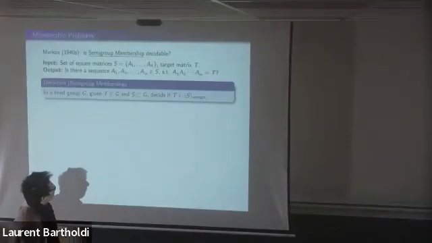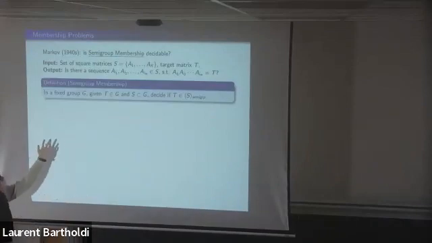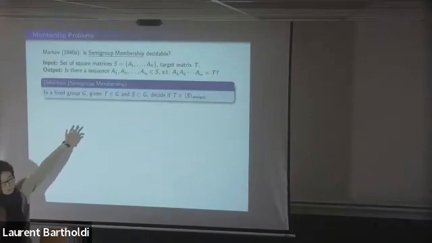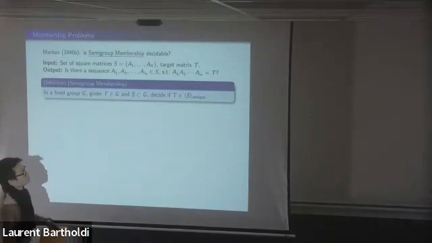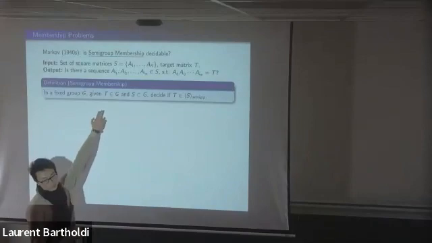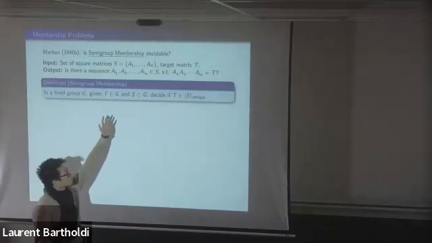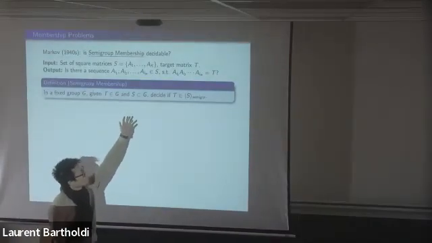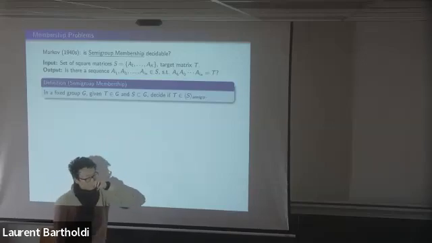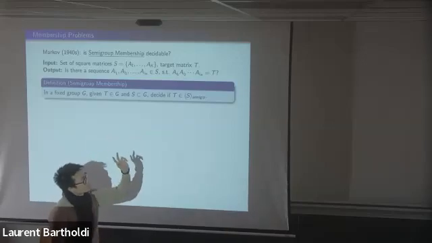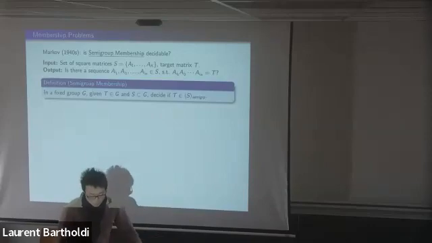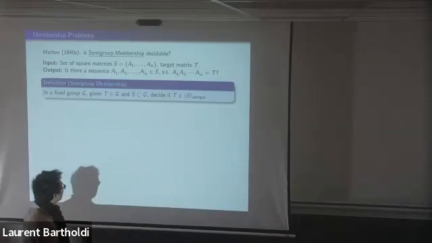Stated more formally, that's just the semigroup membership problem, meaning we work in a fixed group G, a matrix group in this case. You're given the element T in G and a finite subset S of G, and you want to decide whether T is in the sub-semigroup generated by S. Markov proved this to be undecidable for 6x6 matrices.